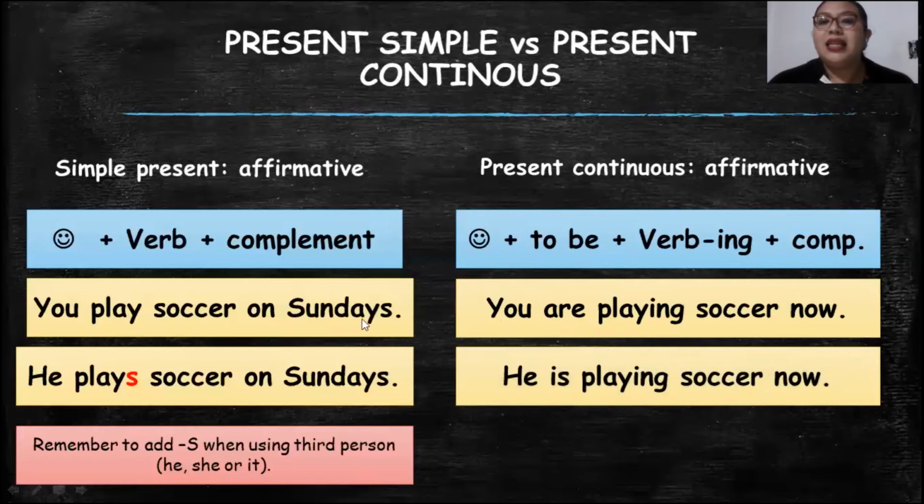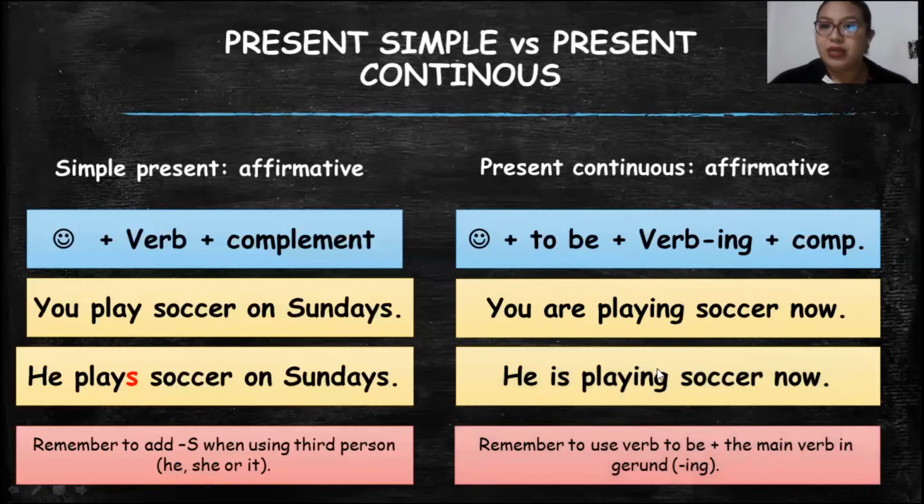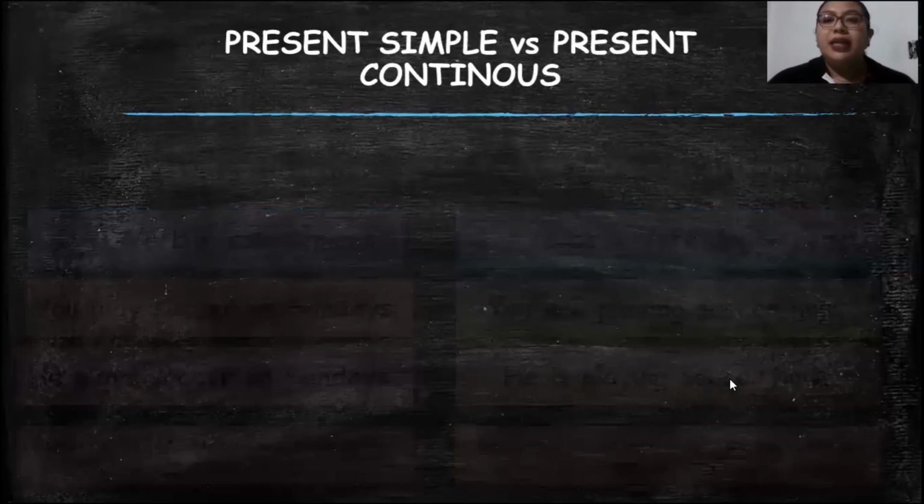Notice that the difference here basically is the verb, okay? In simple present, I have the verb in base form or with s. And here I have the verb with ing and I need my verb to be. Okay, that is something characteristic about the present continuous. And here it is. Remember to use the verb to be plus the main verb in gerund. Okay, so this is the verb to be and this is my main verb or the principal verb in gerund with ing. Okay.